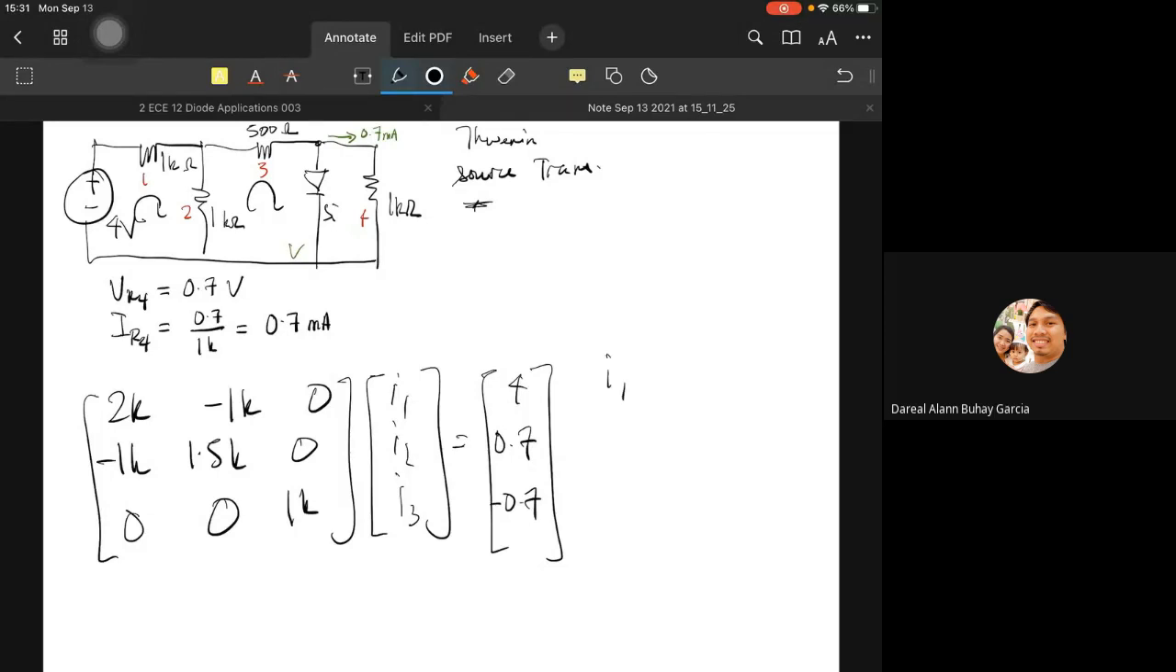Okay. Nako'y nangakuha nga values. 3.35 milliamperes, 2.7. Same tag mga nakuha. Negative 0.7.